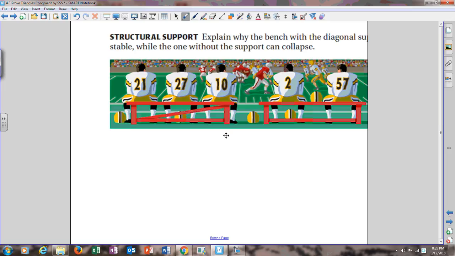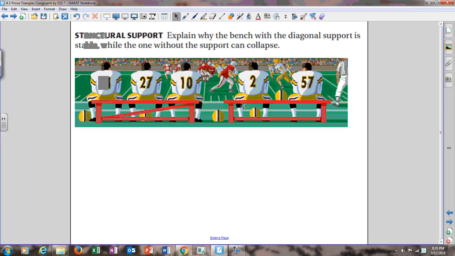Structural support. Explain why the bench with the diagonal support is stable while the one without the support can collapse. Basically, in nature, anything with congruent triangles is the most stable structure. Even if you look at bridges, there's always going to be some triangles on it, like the big overhead bridges, like on 376 going over the river after you go past the mall. That is made up of nothing but triangles.